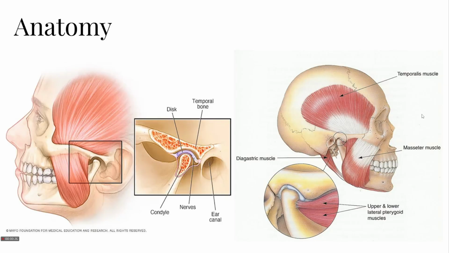Here is the anatomy of the temporomandibular joint. The picture on the right shows the muscles involved, which are the temporalis muscle on top. Below that one is the masseter muscle. To the left of that is the digastric muscle, and below the digastric muscle are the upper and lower lateral pterygoid muscles. The skeletal anatomy of the temporomandibular joint is seen on the left, which contains a disc, the temporal bone, the condyle, some nerves, and even the ear canal.